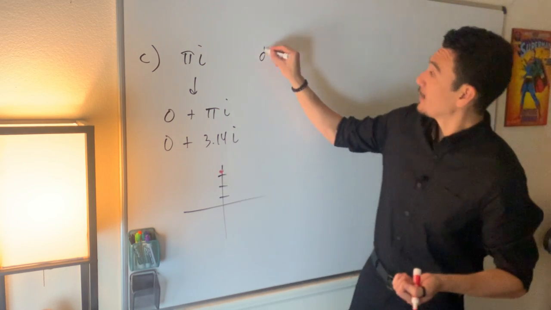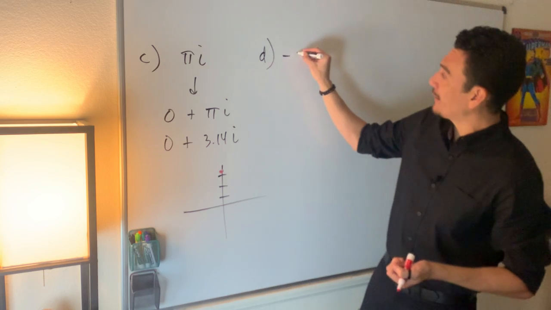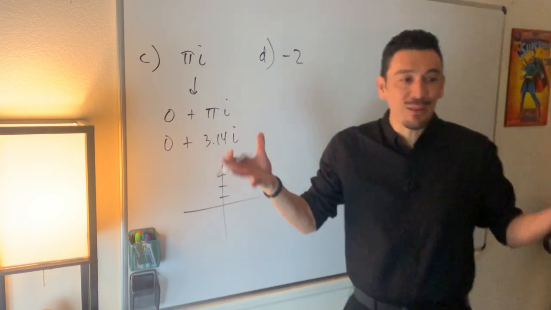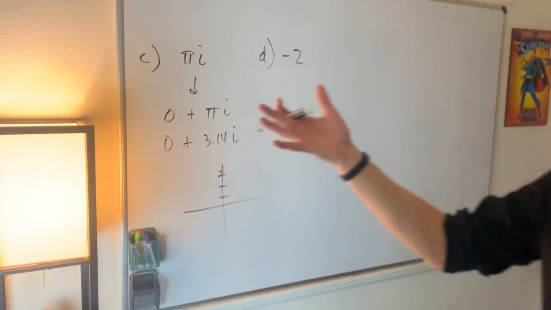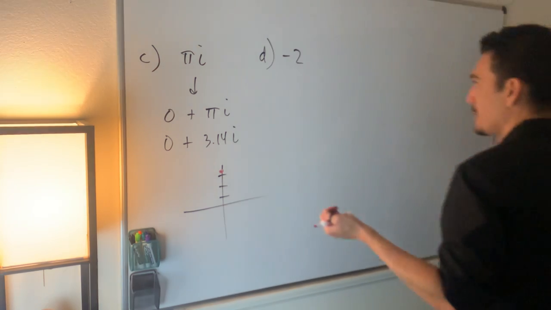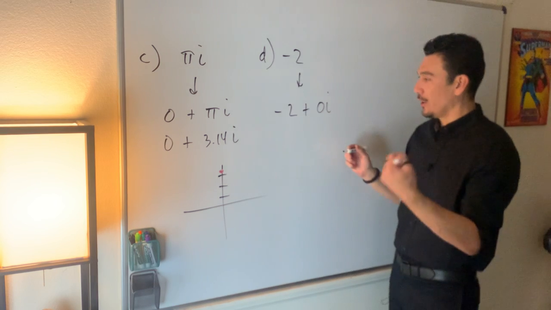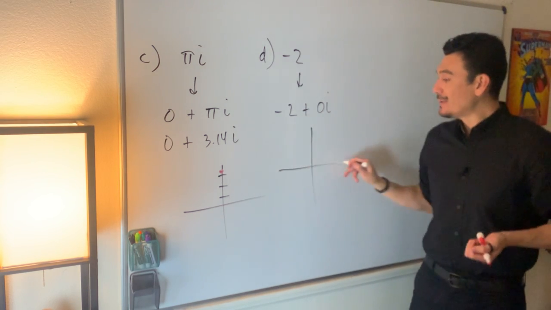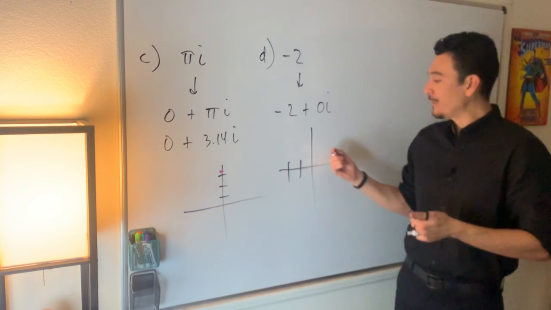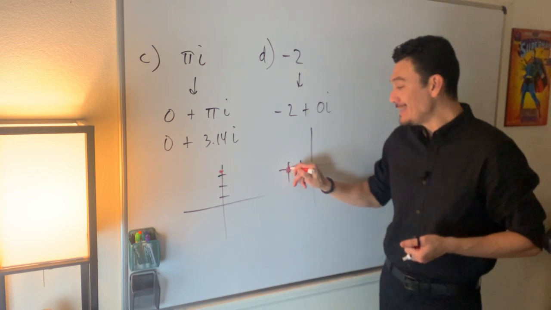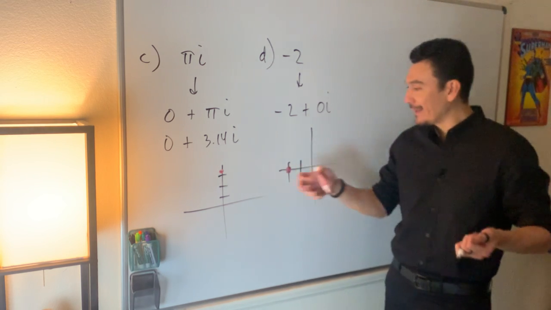What about this one? What about, let's say, negative 2? How am I going to plot negative 2 on the complex coordinate system? Well, rewrite it: negative 2 plus 0i. So that would take us negative 2 on the real axis, and then nothing on the imaginary, right there.